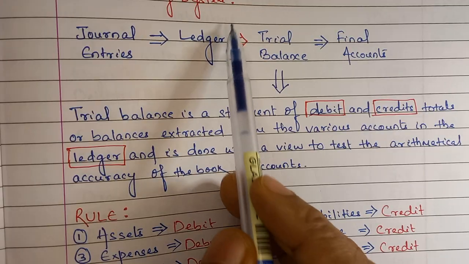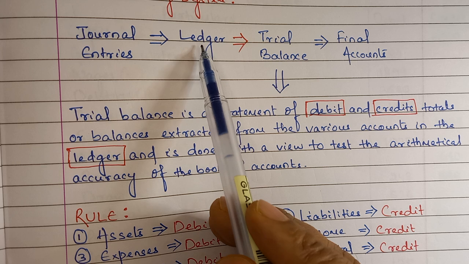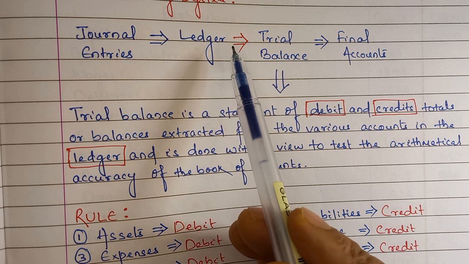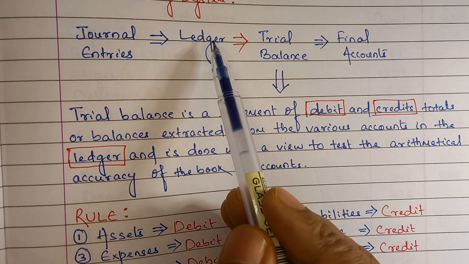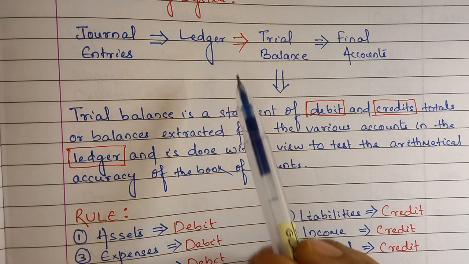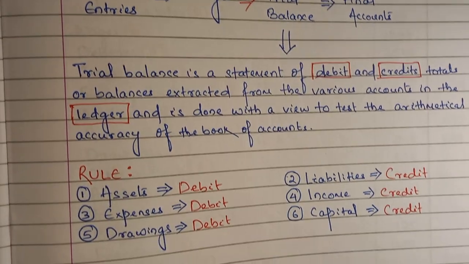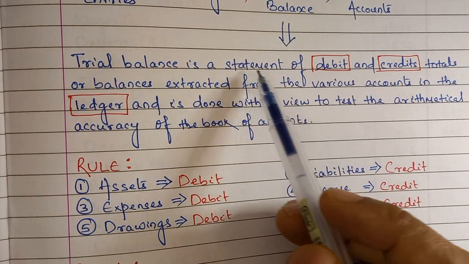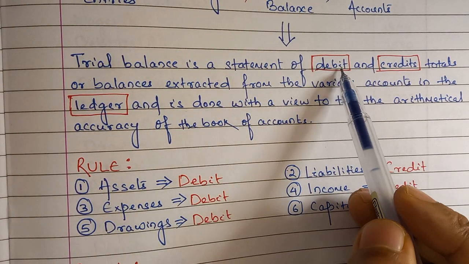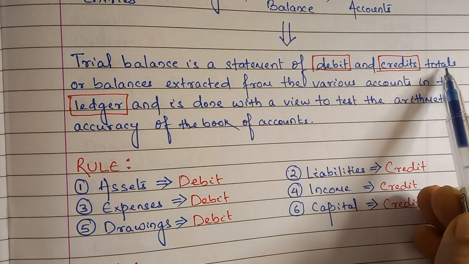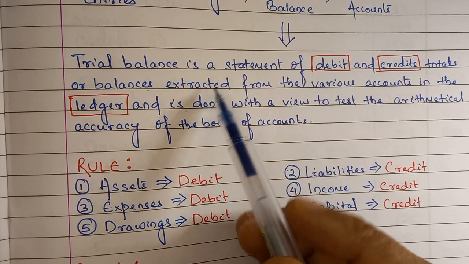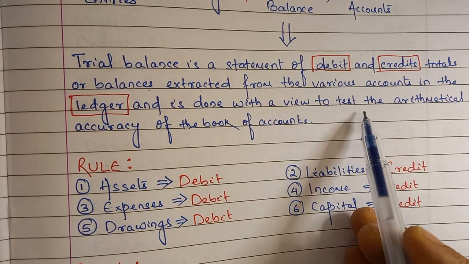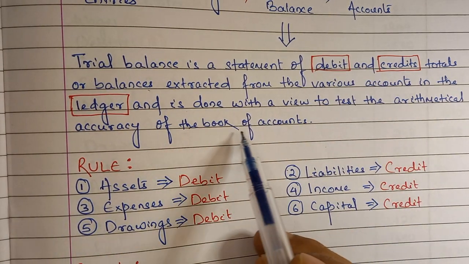When you're preparing the ledger, you'll have a balance in each account, for example a building account or an expense account. These balances, on any particular date when you're preparing the trial balance, will be taken to the trial balance. So it is a statement of debit and credit totals or balances extracted from various accounts in the ledger, done with a view to test the arithmetical accuracy of the books of accounts.